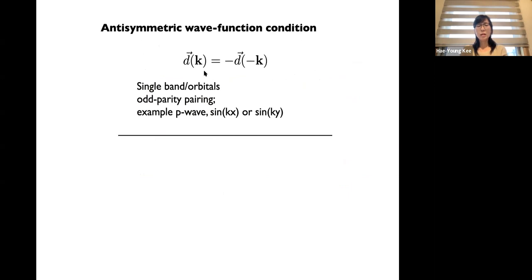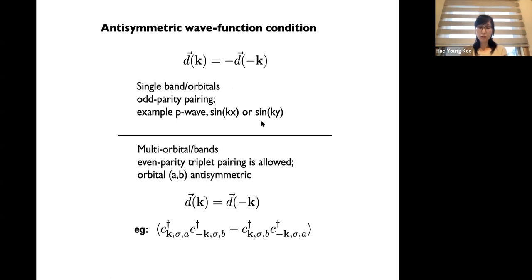And that means that once we have a triplet, this D vector, which represents the S equal 1 condensation, should have odd parity. Otherwise, they cannot be antisymmetric, because flipping up and up does not make any difference. So in a single band or a single orbital, this requires odd parity. Examples are a p-wave, like sine kx or sine ky.